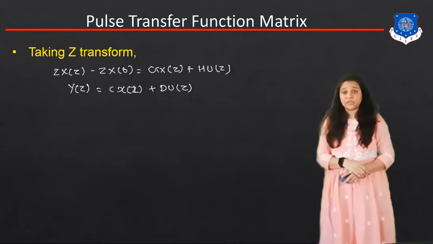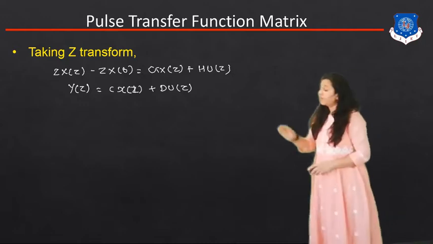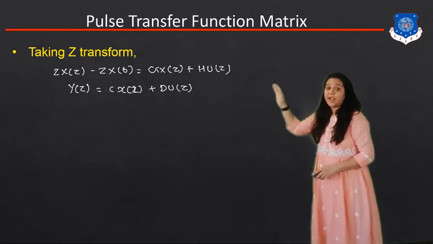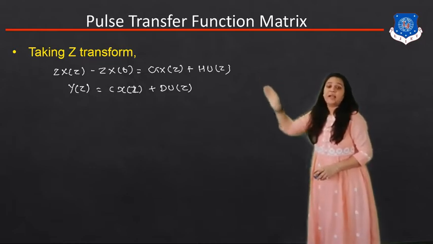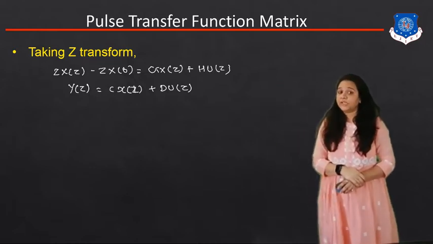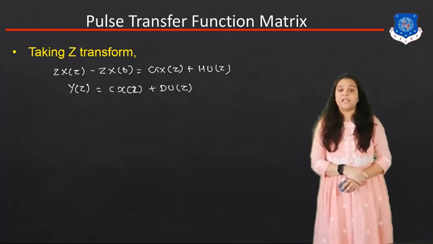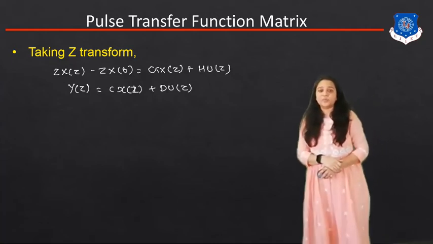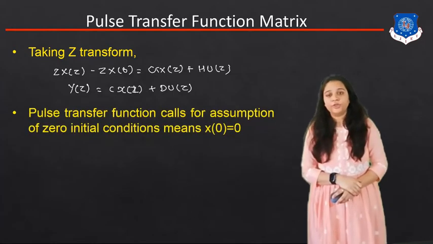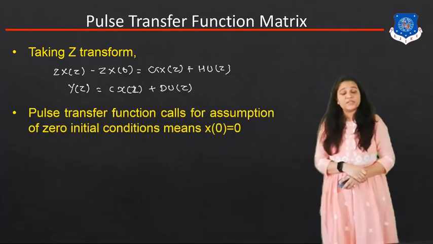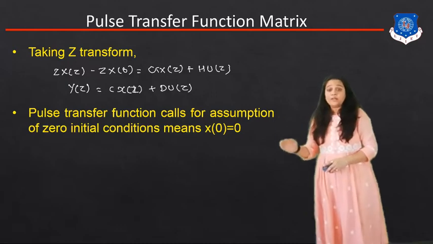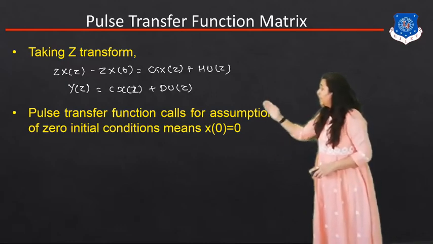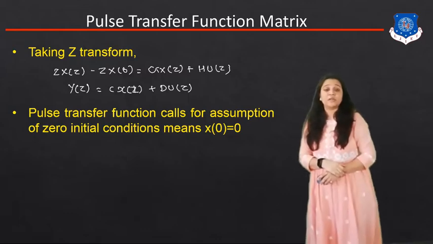In the pulse transfer function matrix, we simply take the Z transform of these equations. So what is the Z transform? Z of x(k+1) is equal to zX(z) minus zX(0), which equals G X(z) plus H U(z), and Y(z) is equal to C X(z) plus D U(z). Now the pulse transfer function calls for the assumption of the zero initial condition. That means x(0) is equal to 0.